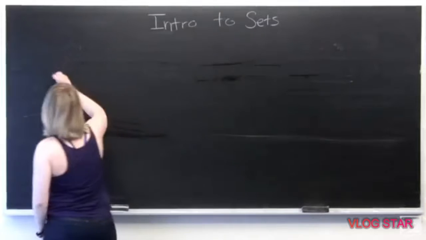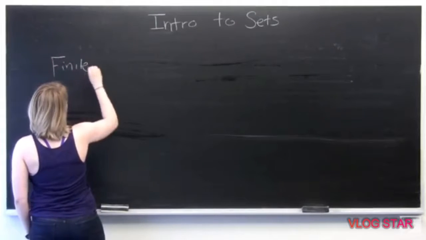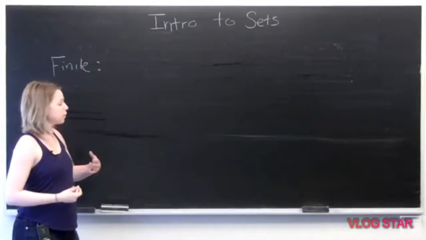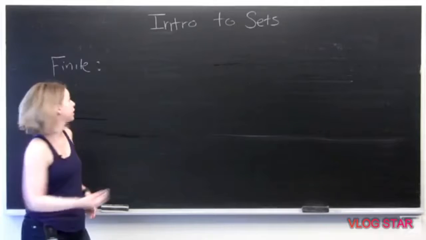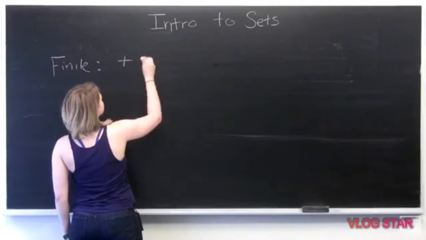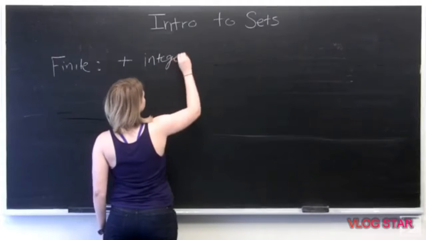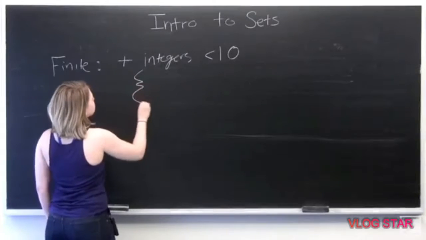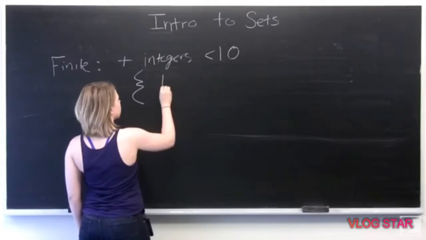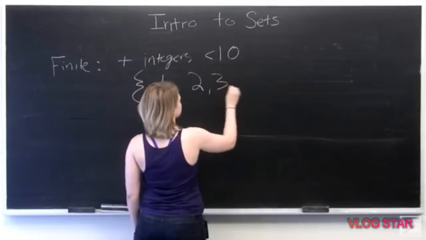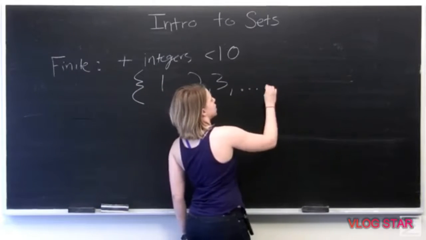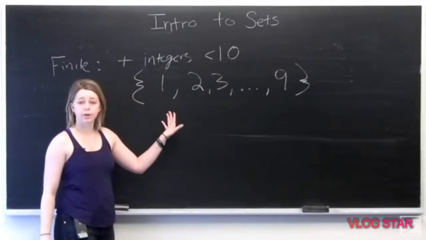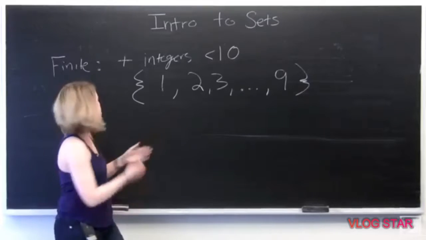They can be finite sets. So an example of a finite set would be the positive integers less than 10. Positive integers less than 10. And so this set would be written like this. So we've got 1, 2, 3, and we can use an ellipsis here, all the way to 9. So this is our set of positive integers fewer than 10.